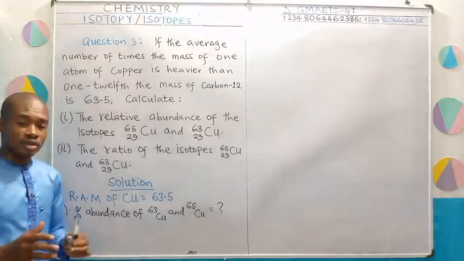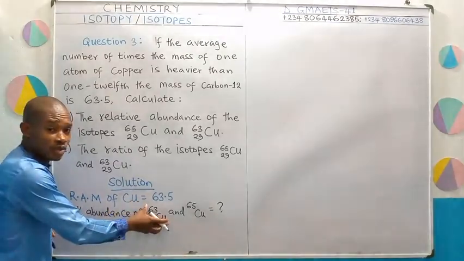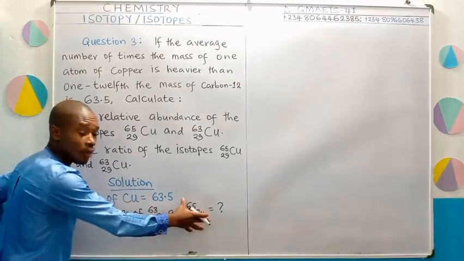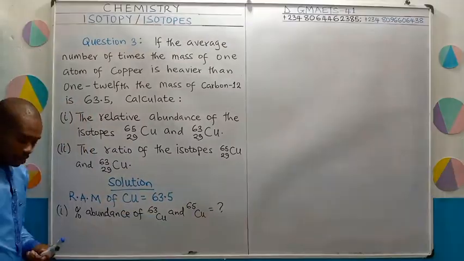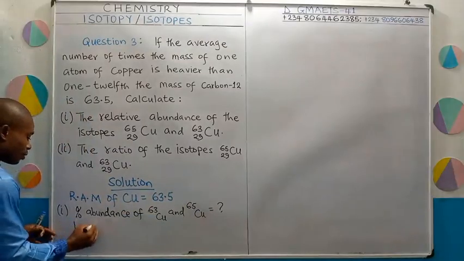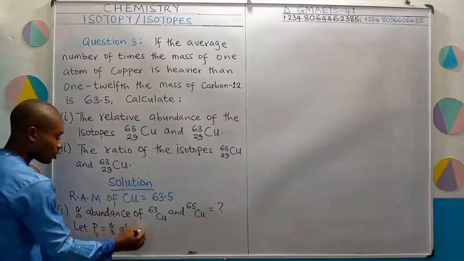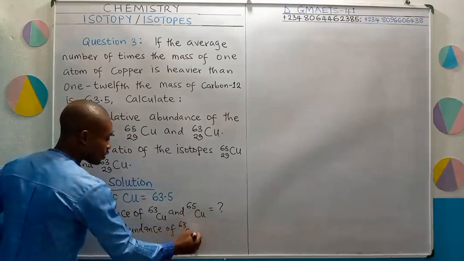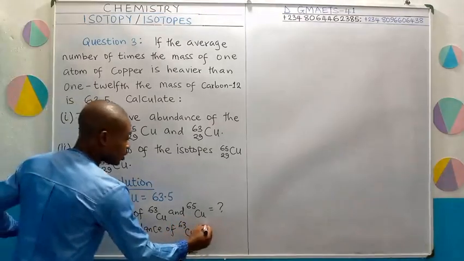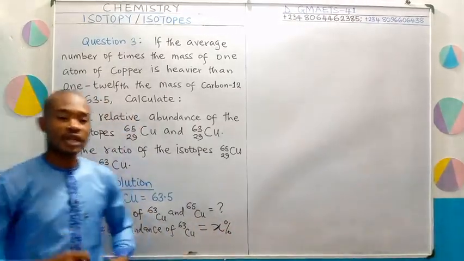So this is what we do. We're going to say, let me take 63 copper to be the first isotope and 65 copper to be the second isotope. Is that okay? So let P1 be equal to percentage abundance of 63 copper. So since we don't know it, we're going to say let it be X%. Is that okay? X%. I don't know it.